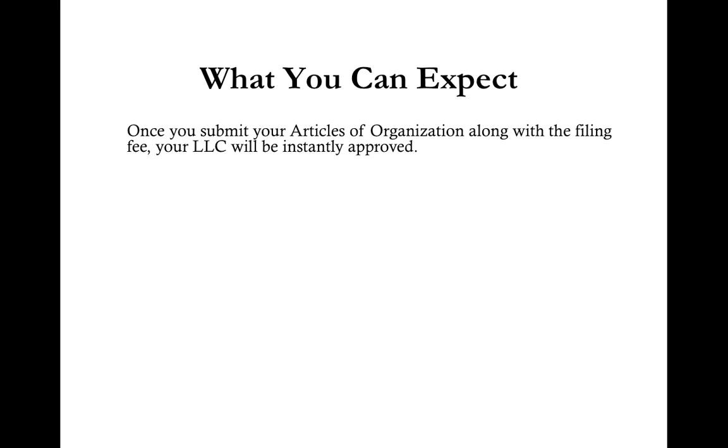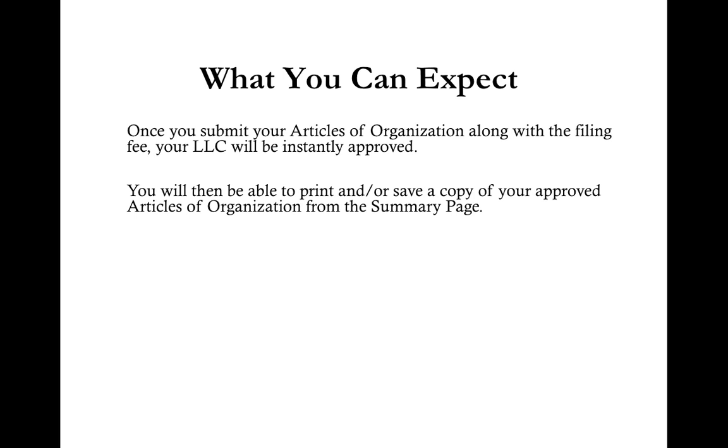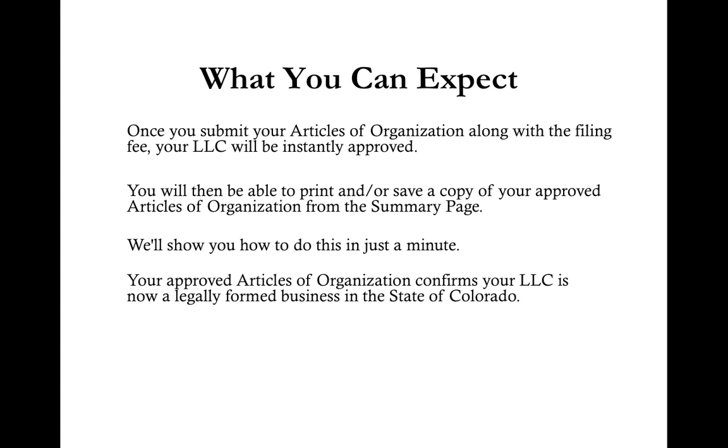Once you submit your Articles of Organization, along with the filing fee, your LLC will be instantly approved. You will then be able to print and/or save a copy of your approved Articles of Organization from the summary page. We'll show you how to do this in just a minute. Your approved Articles of Organization confirms your LLC is now a legally formed business in the state of Colorado.